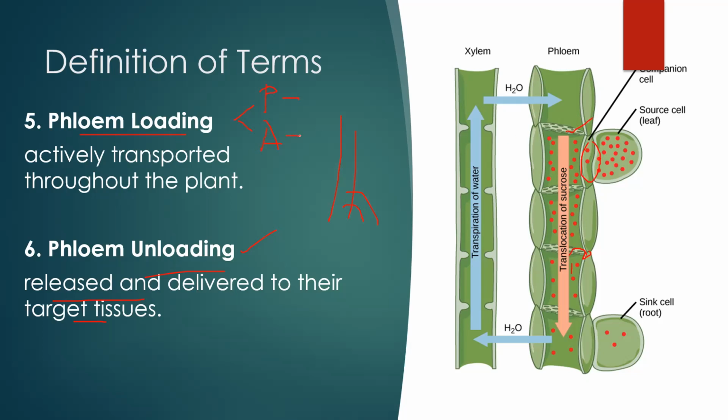And then kapag sinabi naman nating active loading, it involves the use of energy. So merong energy. Okay? To move sugar against their concentration gradient. Yung isa naman kasi passively, wherein the mesophyll cell will actively transport into the companion cells. And then the active loading naman, merong energy. Okay? Ito yung pinaka-keyword natin for the active.